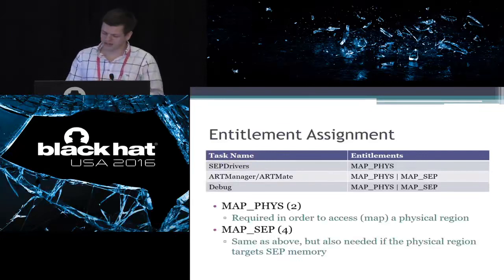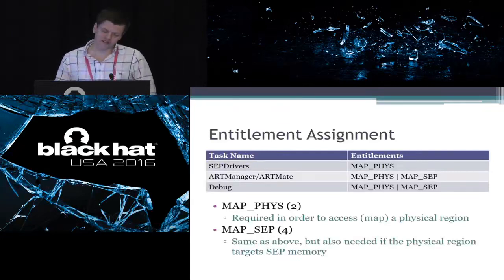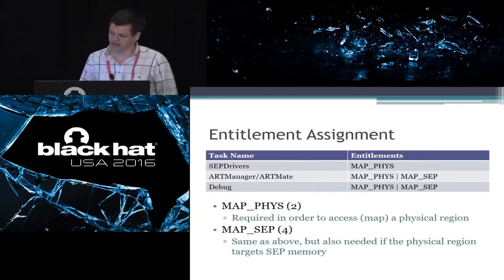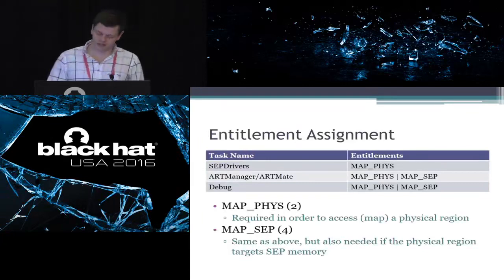And the entitlements are: the map phys entitlement basically gives you the ability to map physical memory, and the map SEP entitlement basically gives you the ability to map a certain portion of SEP memory.